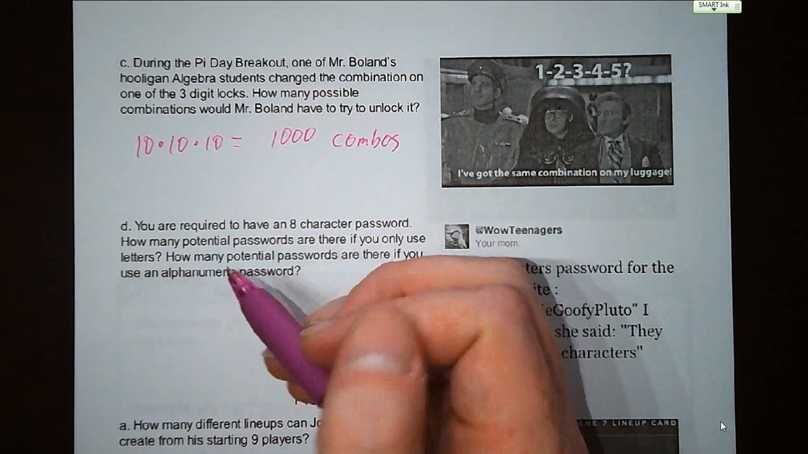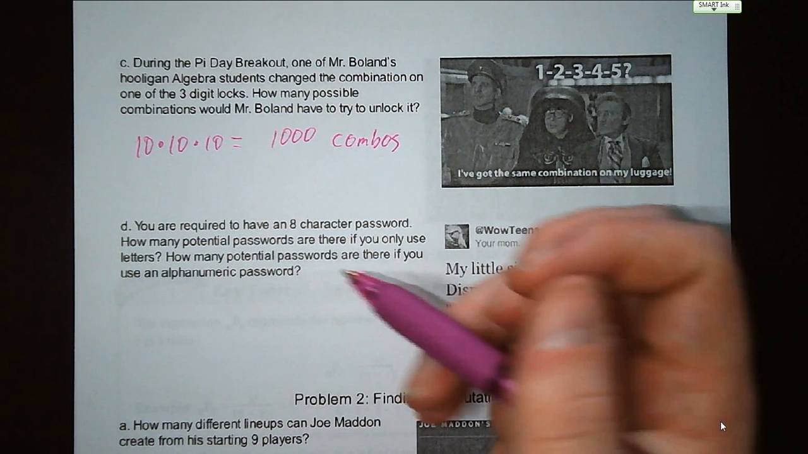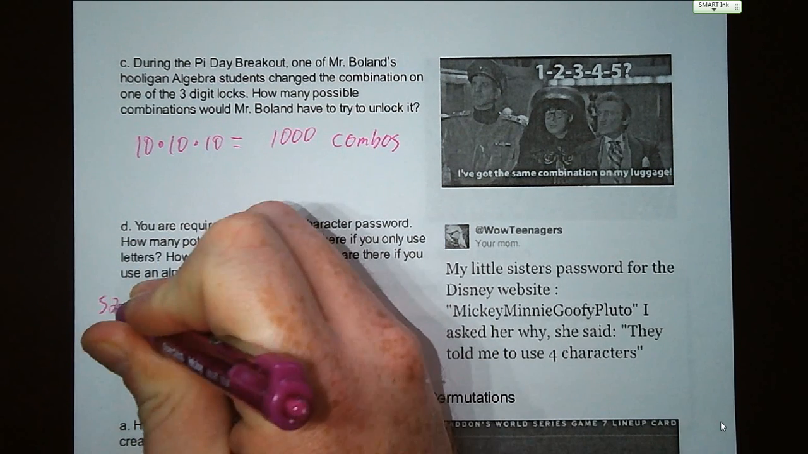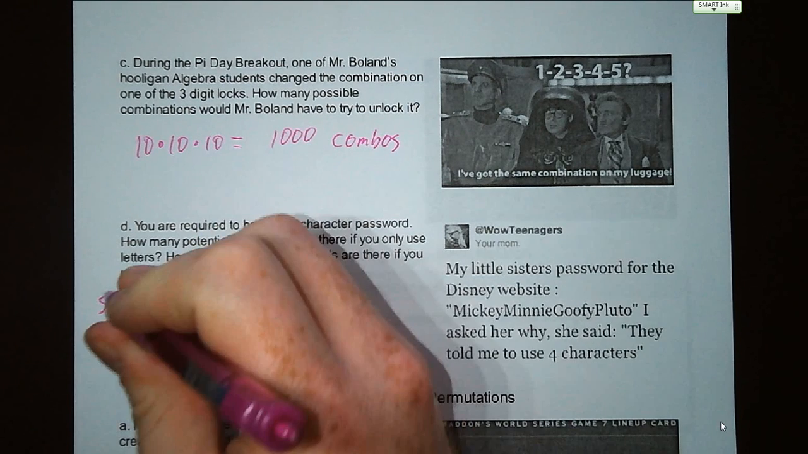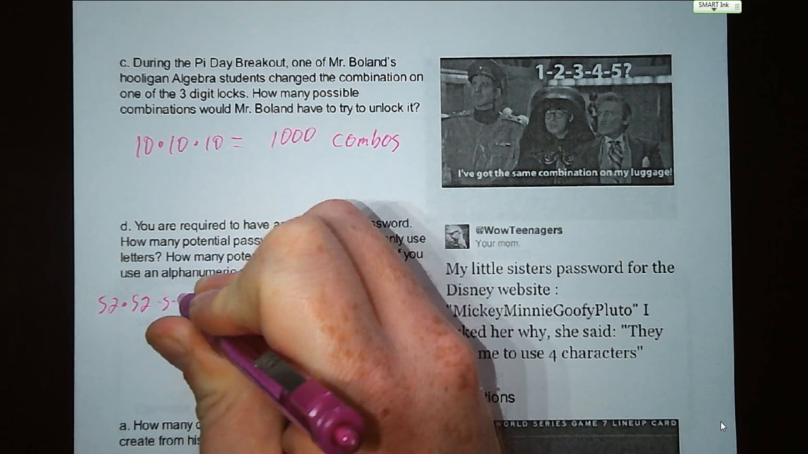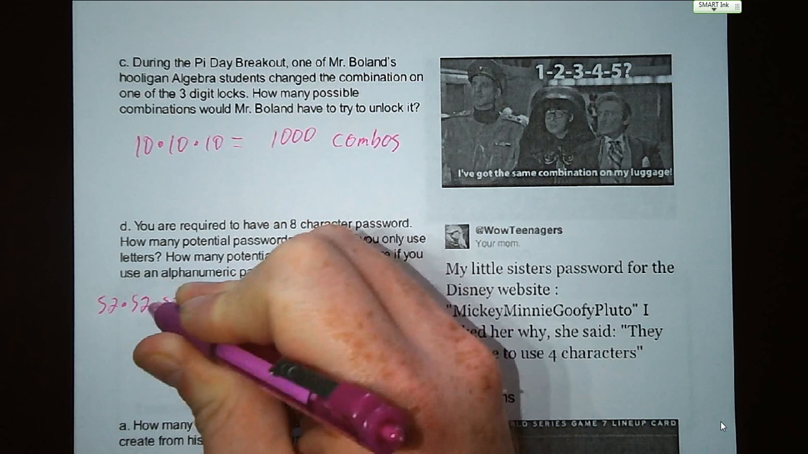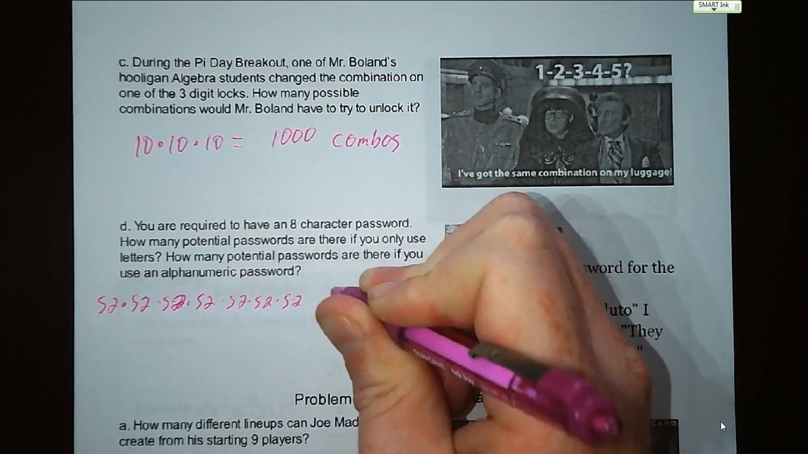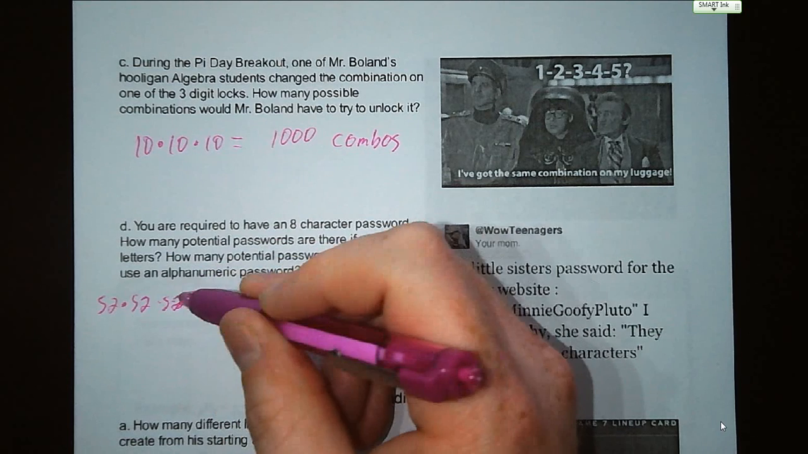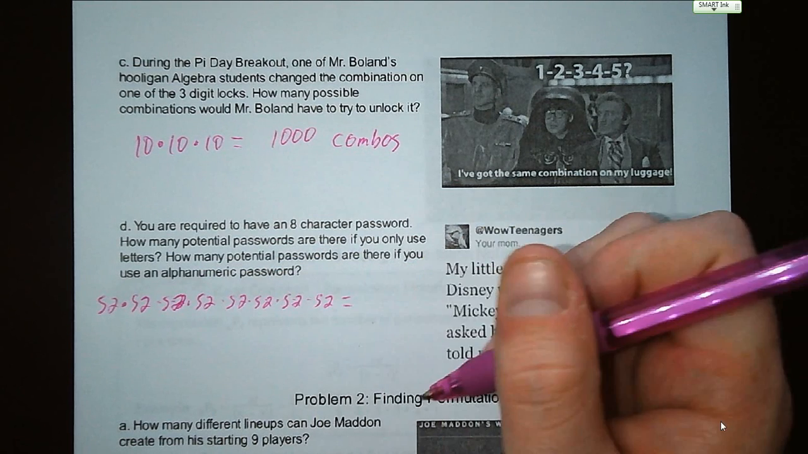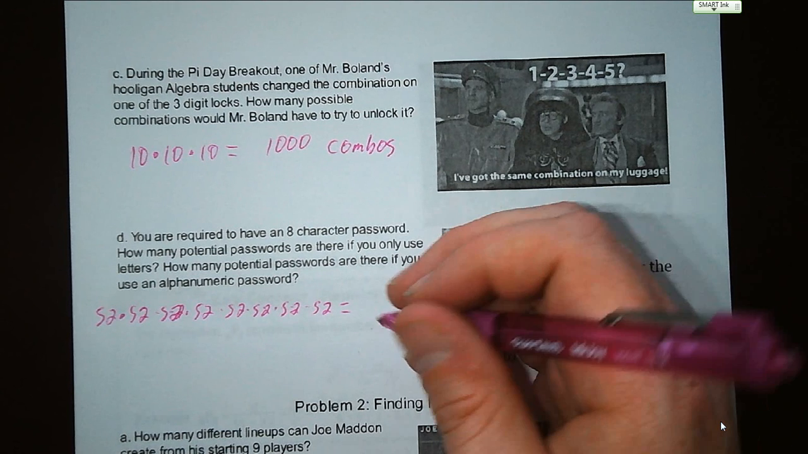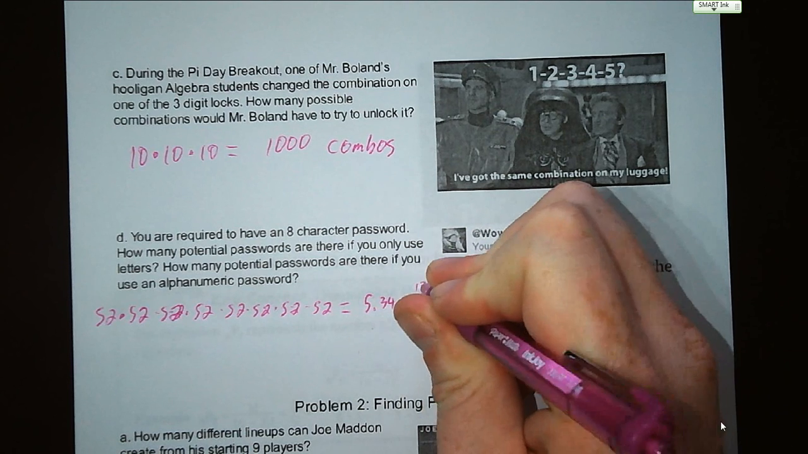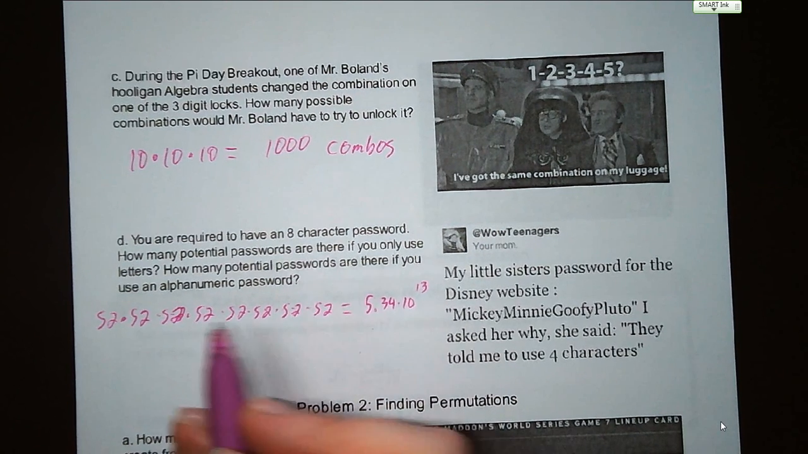Alright, so if we only use letters, you've got lowercase and uppercase letters, so you have 52, and it's an 8-character password, so 52 times 52 times 52 times 52, 1, 2, 3, 4, times 52 times 52 times 52 times 52, 5, 6, 7, 8. Yay, there's the magic number. When you multiply that out, in scientific notation, you get 5.34 times 10 to the 13th power. That is a lot of combinations.